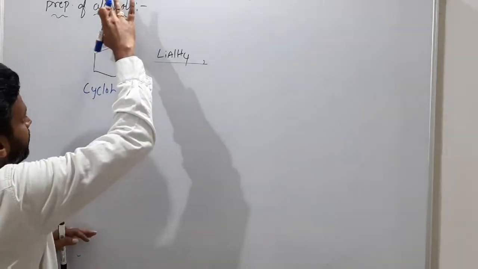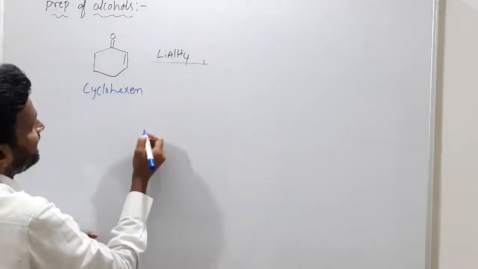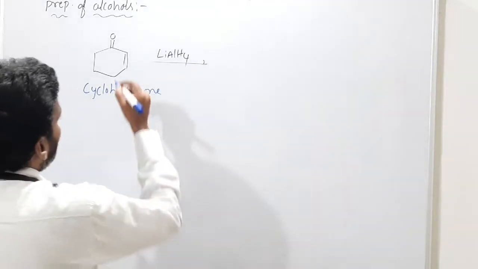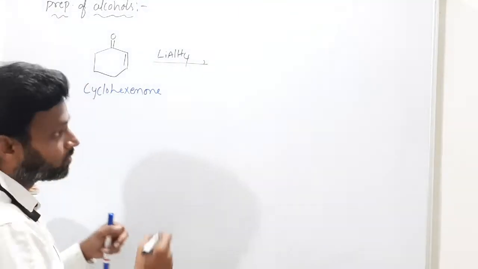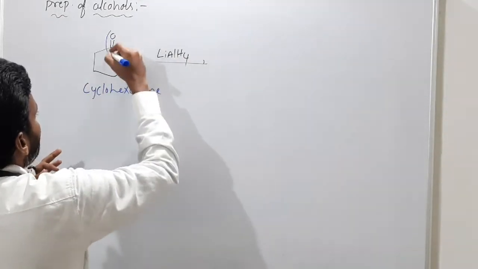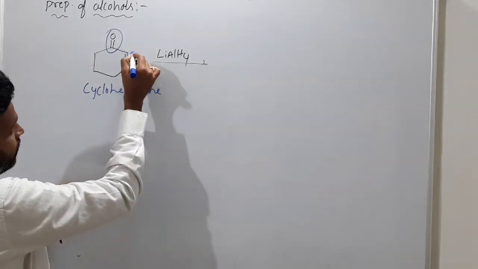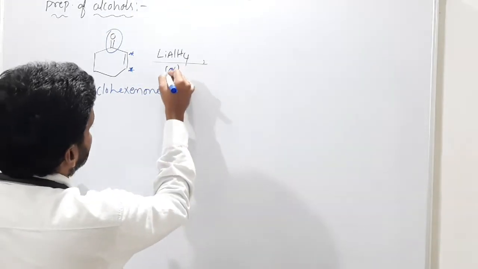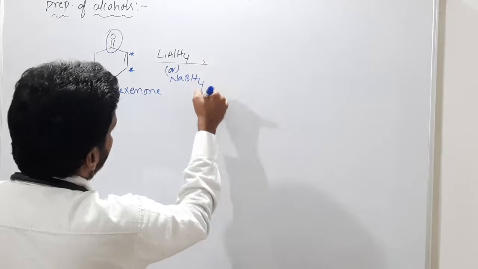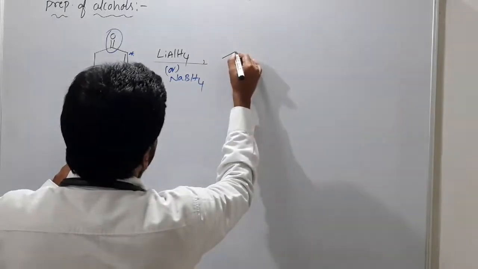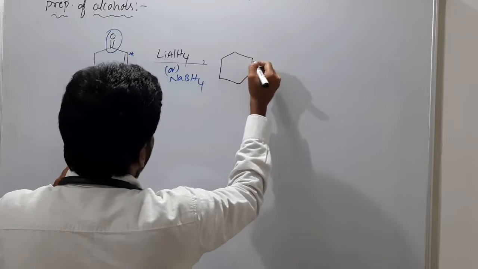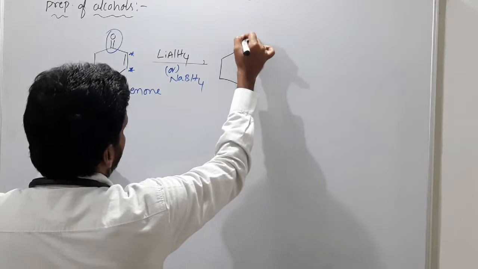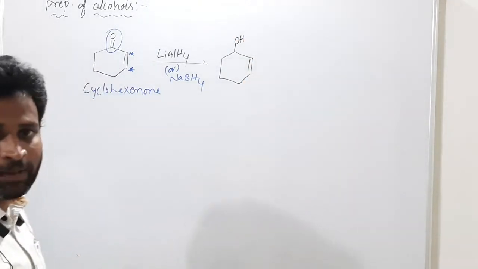This is cyclohexenone. On treating, only the functional group will undergo reduction, I told you now. So only C double bond O will undergo reduction. This C double bond C will not be affected if I use LiAlH4 or NaBH4. Now the final product is C6H11, with OH, and the double bond remains.